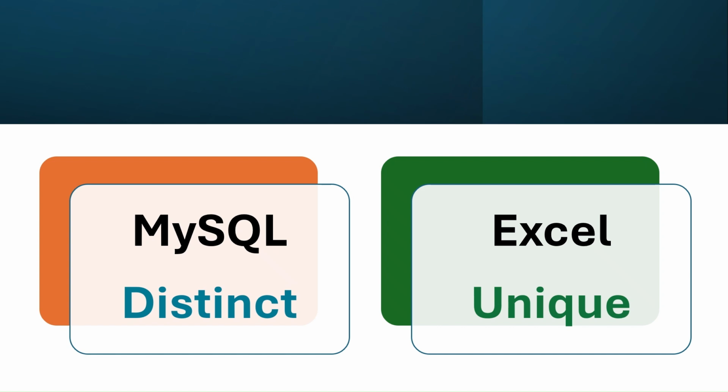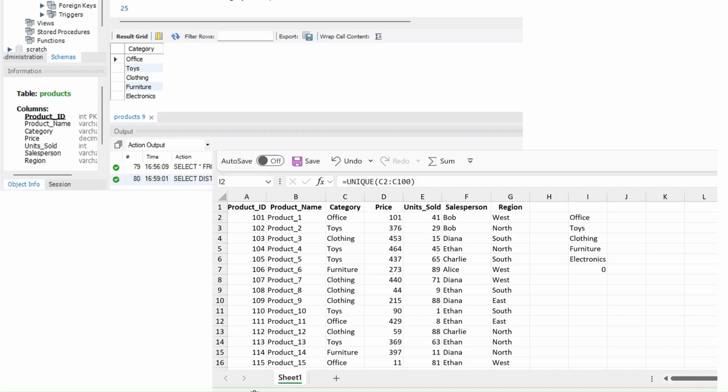Now, finally, we have distinct for MySQL and unique for Excel. The distinct function removes duplicates. For example, select distinct category from product. In Excel, the function is called unique. You can see column C is category. The formula pulls out each unique category name only once, just like distinct. This is super handy when you need a clean list without repeats. It's just like removing duplicates.